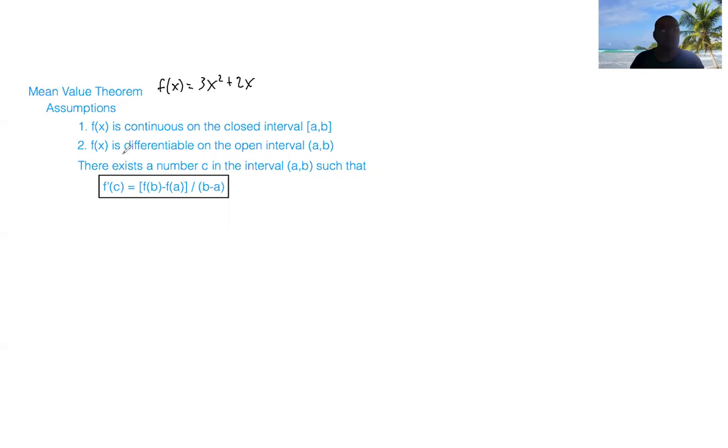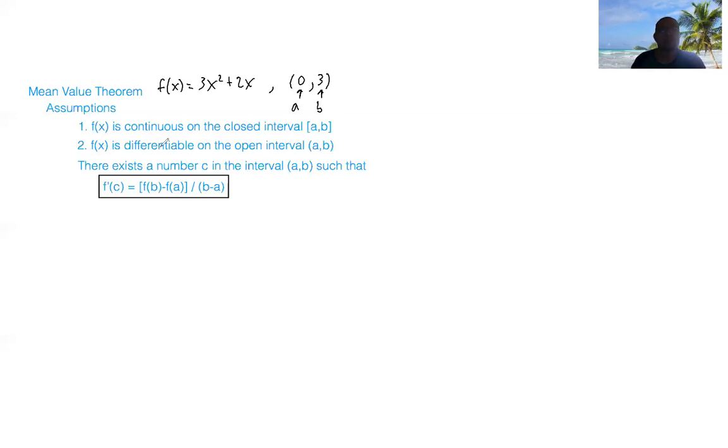The mean value theorem says that if your function fits these first two assumptions, that f of x, one, is continuous on the closed interval going from some value of a to some value of b. So let's say you're considering this function on the interval going from 0 to 3. Okay? And so in this case, a is going to be 0, b is going to be 3.